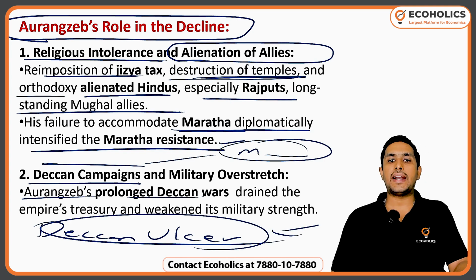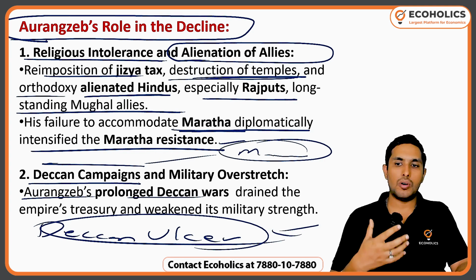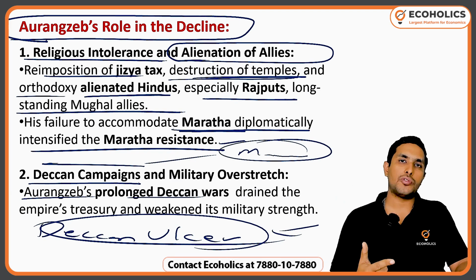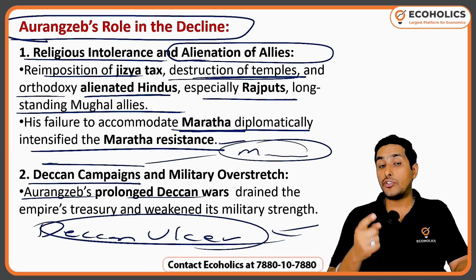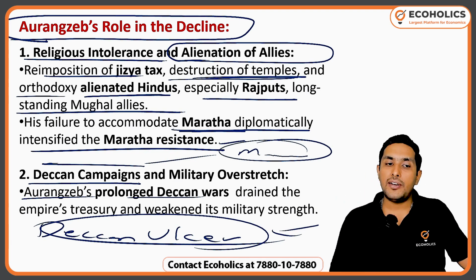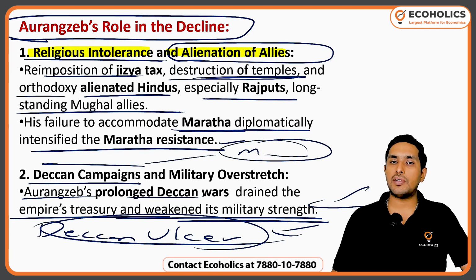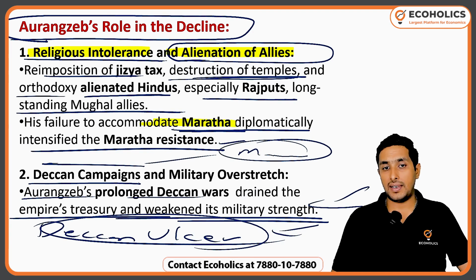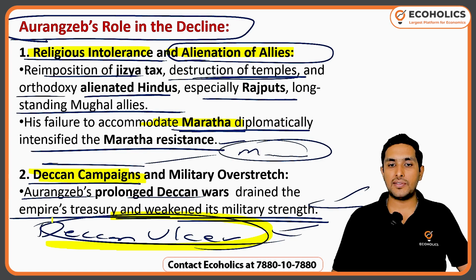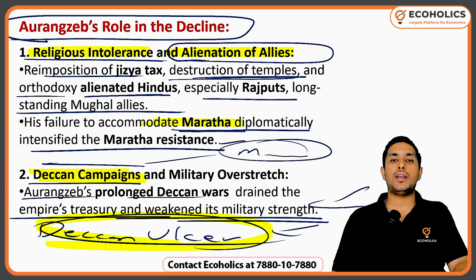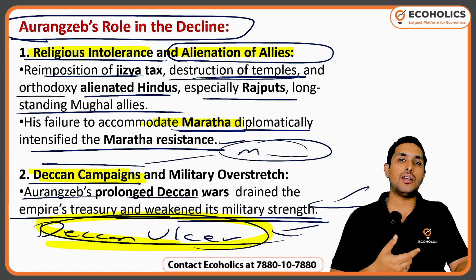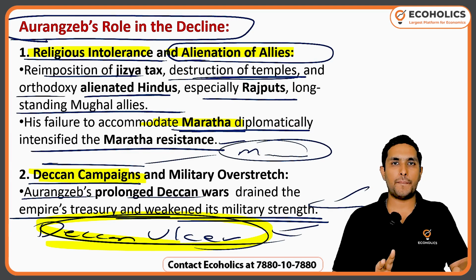Why? Deccan ulcer basically means that he was not able to conquer the Deccan. He did spend a lot of resources and it was all a futile exercise. So you do mention this thing, that he drained his treasury and weakened his military strength. So if you ask me, these are the points which tell us he was responsible. Religious intolerance is there. He's not accommodating proper allies. Against the Marathas, this Deccan ulcer was there, which is in a way telling us that Aurangzeb had a role to play in the decline of the Mughal Empire, right?